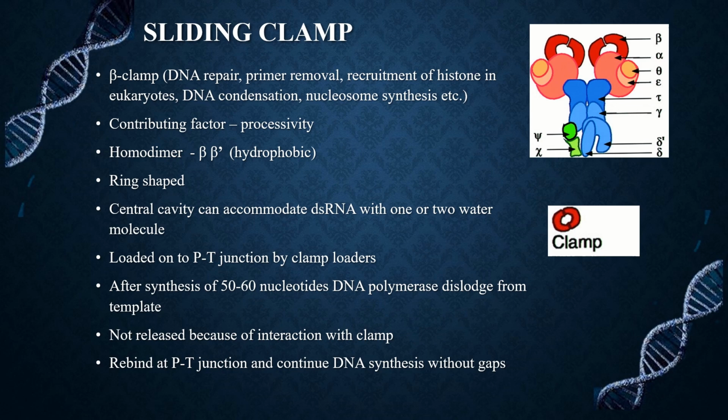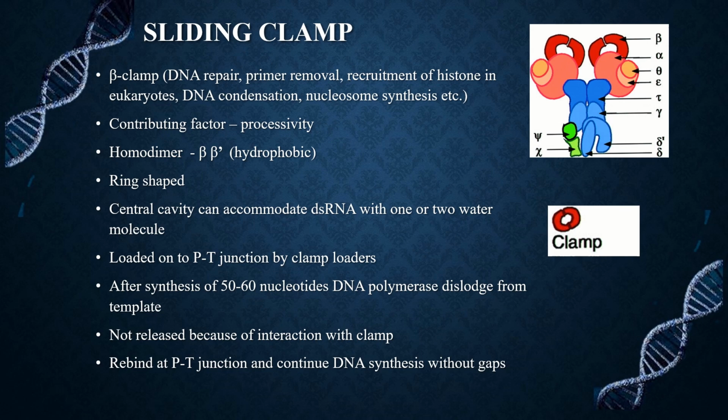Sliding clamps in prokaryotes are called beta clamps, and they are involved in DNA repair, recruitment of histone in eukaryotes, primer removal, DNA condensation, nucleosome synthesis, etc. They are the most contributing factor to the processivity of DNA polymerase. It has a ring-shaped structure, which is a homodimer, beta beta dash, and they have a central cavity which can accommodate double-stranded DNA with one or two water molecules.